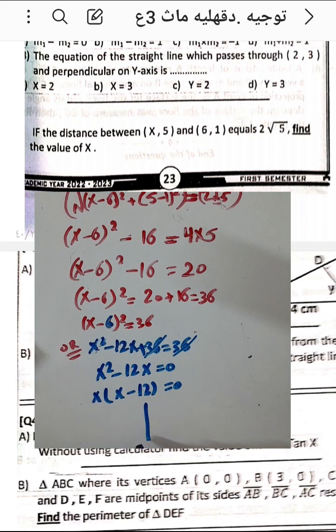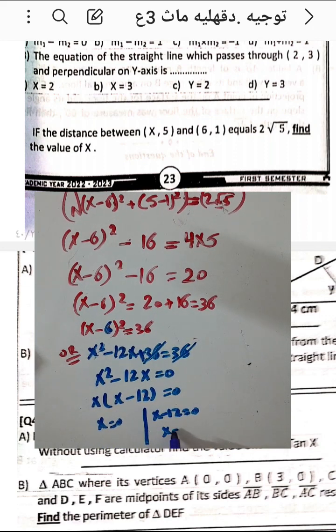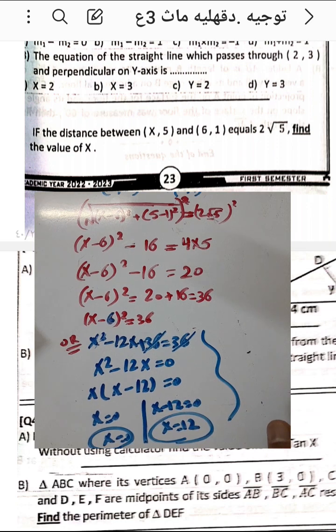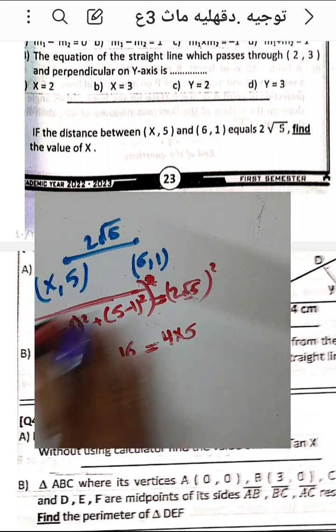I'll complete here. Okay, if x equals 0 or x minus 12 equals 0, then x here will be 12, or x equals 0. We have two solutions for this example. It's another method for this example. We have two methods here for this example, as you like. Okay. Next question.